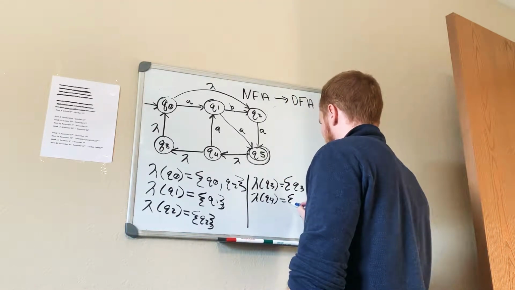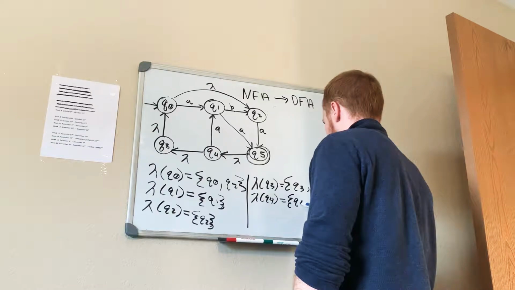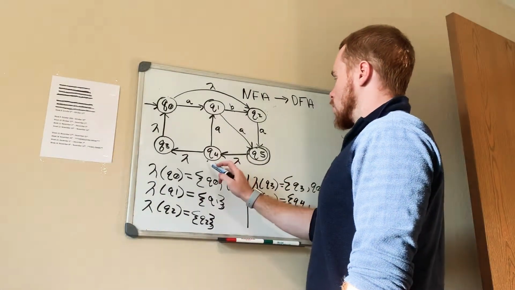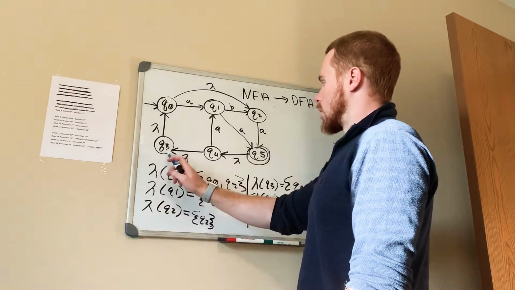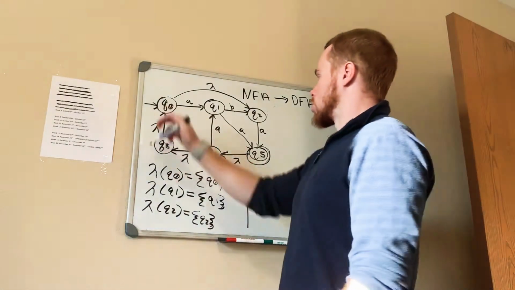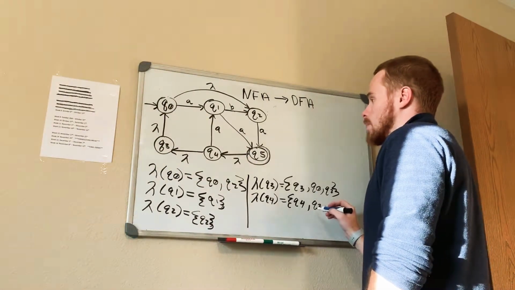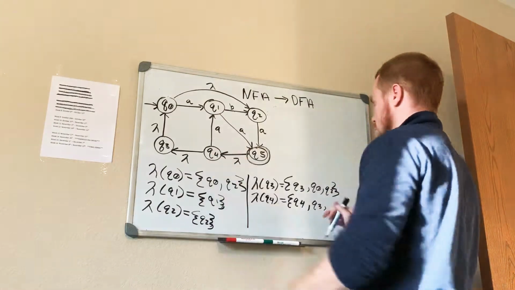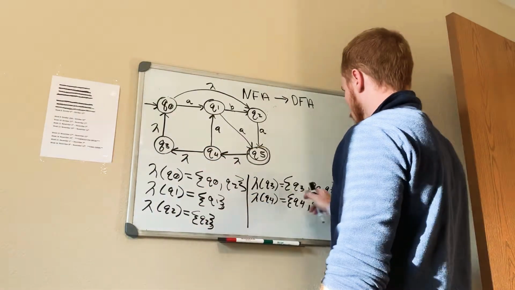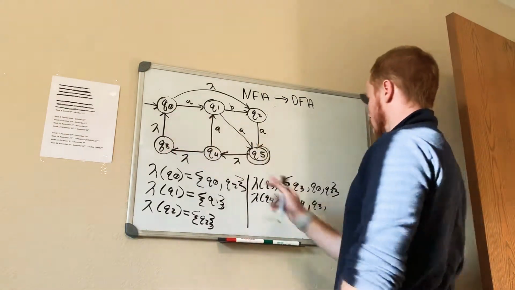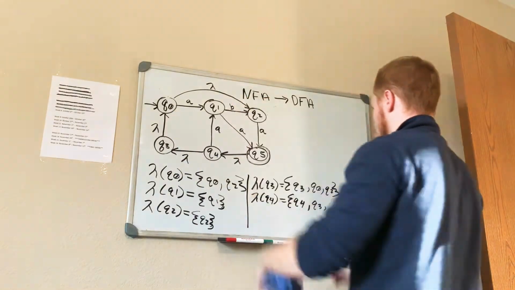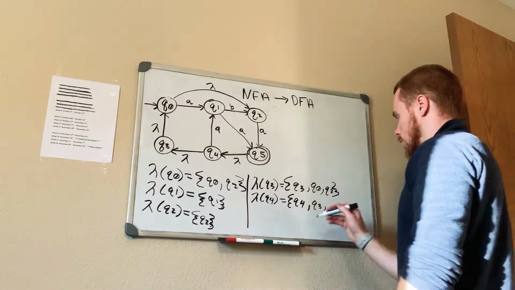We can always loop back to ourselves using lambda, so Q4 is going to be included. Let's go to Q4. So looks like we can transition using lambda to go to Q3. Instead of following this, let's just say, hey, we can get to Q3, and we know Q3, we can travel to Q0 and Q2. So basically we can just use the lambda closure of Q3.